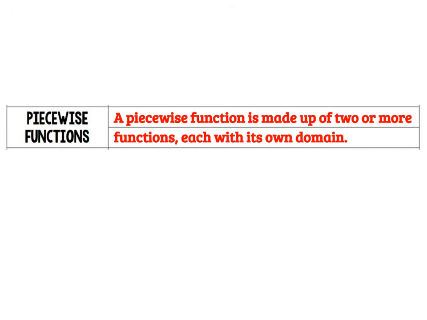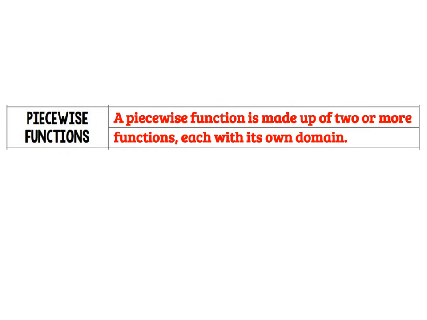So what exactly is a piecewise function? Well, here's the formal definition. A piecewise function is made up of two or more functions, each with its own domain. So I'll say that one more time. A piecewise function is made up of two or more functions, each with its own domain.